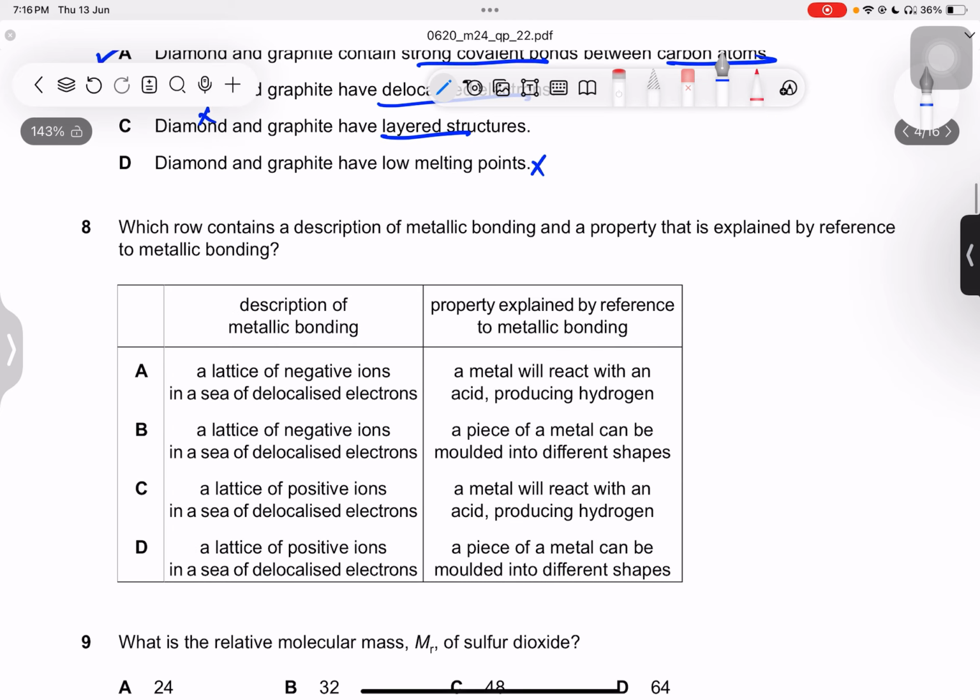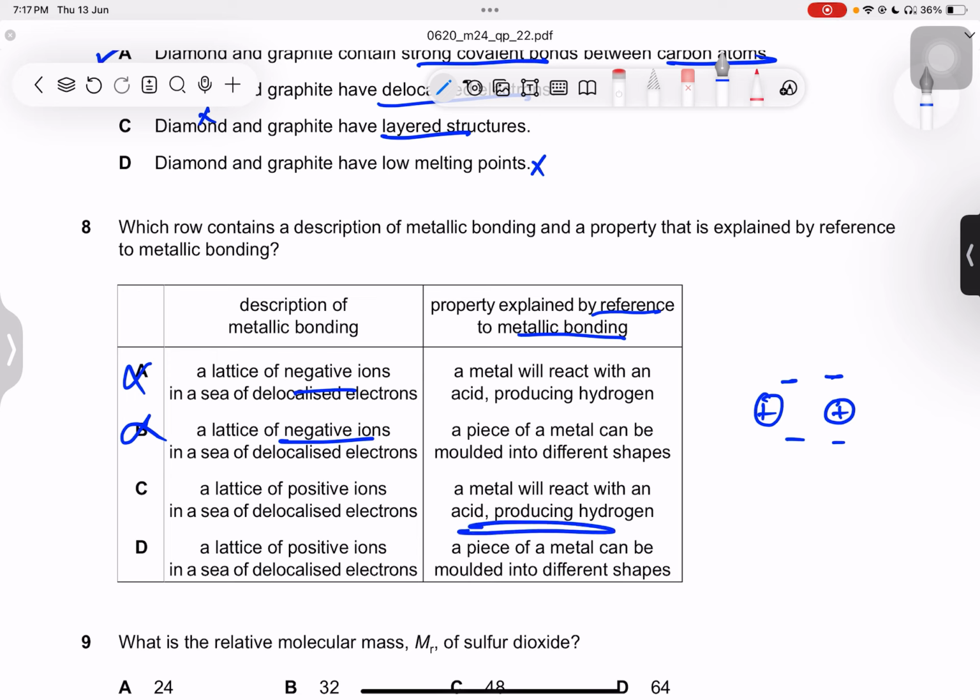Which row contains a description of metallic bonding and a property that is explained by reference to metallic bonding? So they have positive ions and a sea of delocalized electrons, so no negative ions. The property explained by reference to metallic bonding: this structure will be affecting a physical property. This is a chemical property. They don't affect reactions in this way.